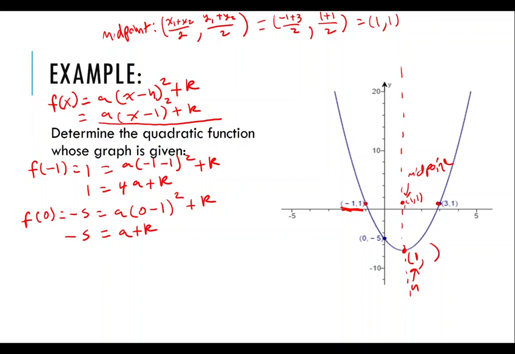Now we have two equations, two unknowns. Pick your favorite method to solve two equations, two unknowns. I see that if I've got this one and this one, I could just subtract them and the k's are going to go away.